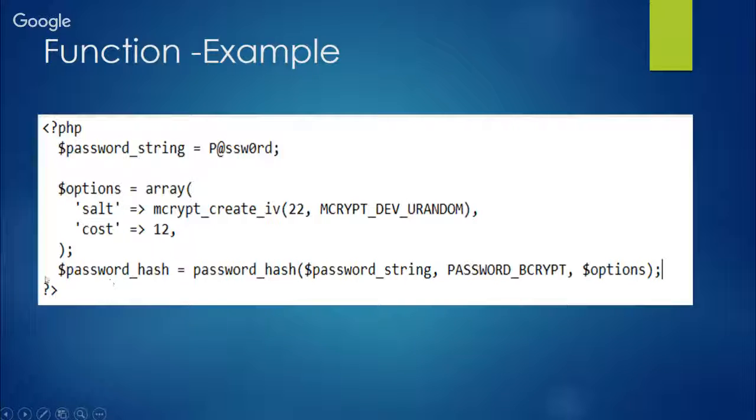And then we have the password hash. We're going to make a password hash variable, which equals the password hash function. Then we're going to put in the password string, so this value right here. Then we're going to do a bcrypt on it. And then it's going to import the options as well, so it's going to salt it with this cost. And there we go. This password hash variable is going to contain the hashed password that our user created.